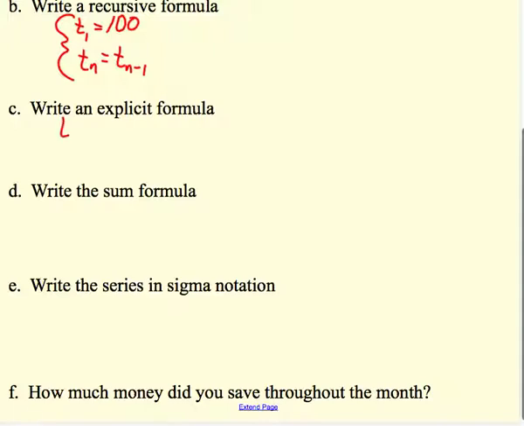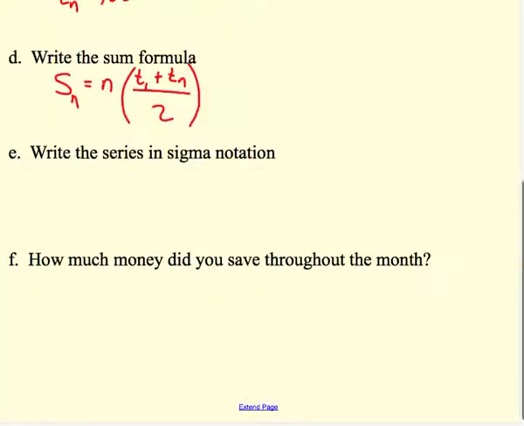The explicit formula, t sub n equals our first term, plus the common difference times n minus 1, but of course 0 times n minus 1 will be 0. Any term in our sequence is 100. We're saving $100 each day. So the sum formula for an arithmetic series is n, number of terms, times the quantity first term plus last term, all over 2. We can substitute that in, but we're going to answer that question on part F.